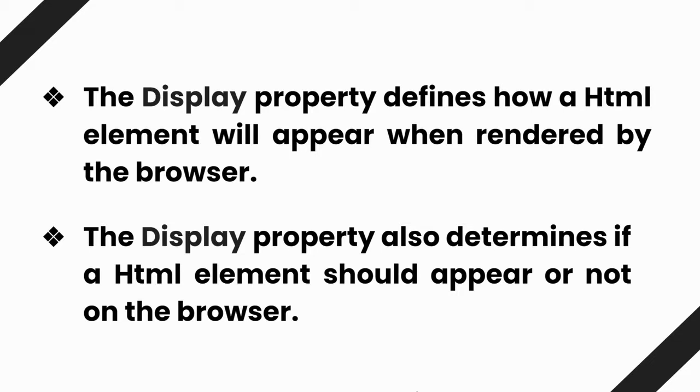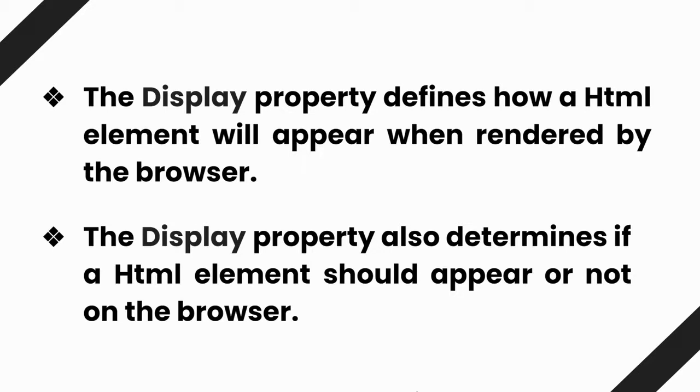So for the first section, we have the display property. The display property defines how an HTML element will appear when rendered by a browser, and it also determines if the HTML element should appear or not on the browser. Like I said before, the display property is something we know about. The only difference now is that now you get to actually see it as a property.